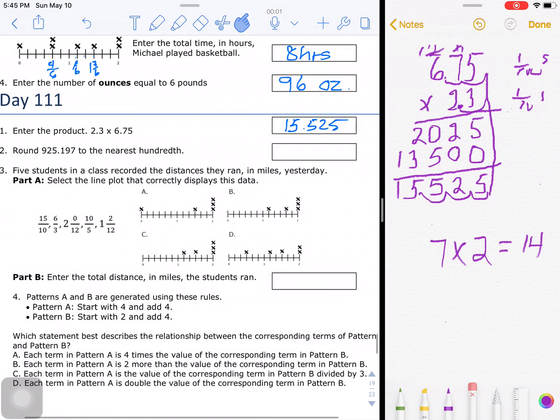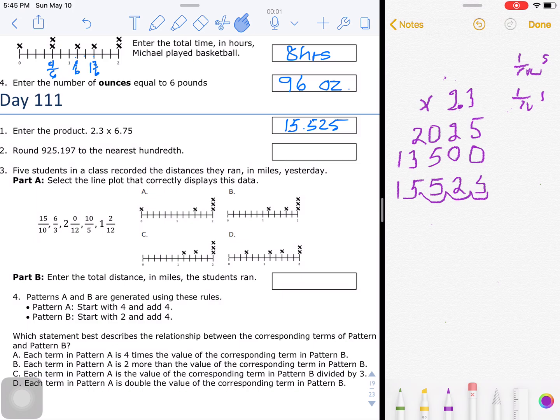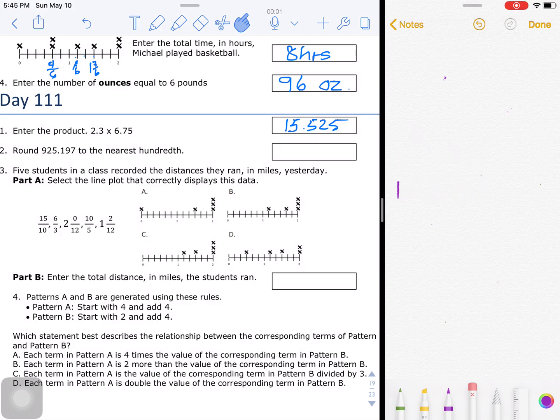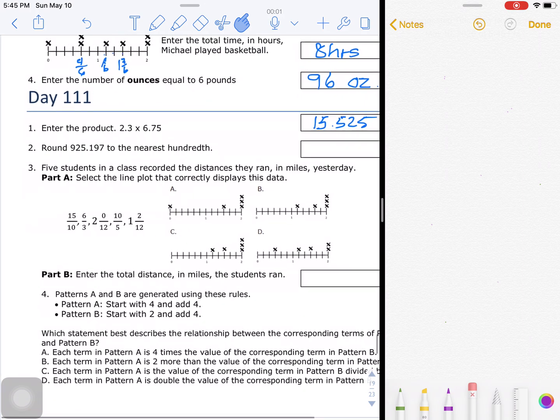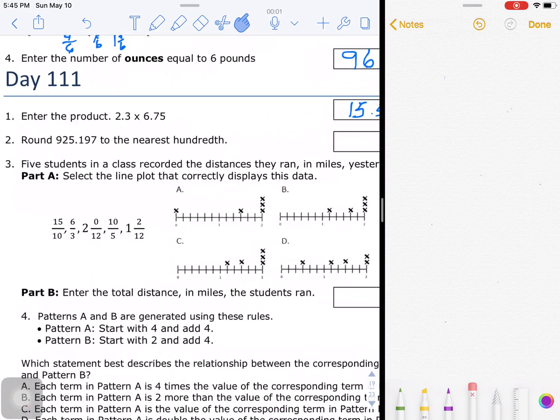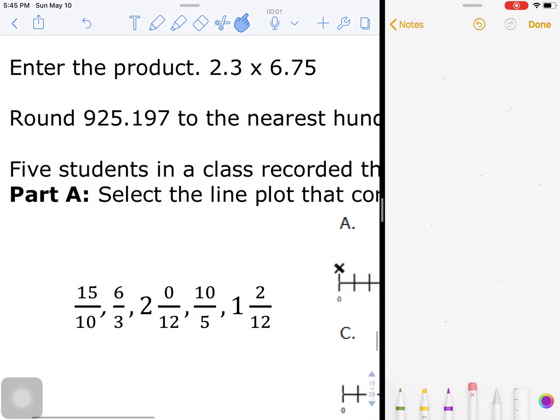Let's go to problem number 2. And in this problem, we have a rounding problem. It tells us to round 925 and 197 thousandths to the nearest hundredth. So I want to zoom in on this a little bit, and this is how I like to solve this.